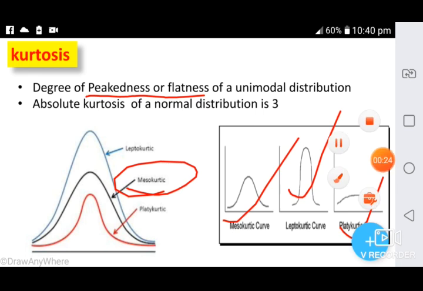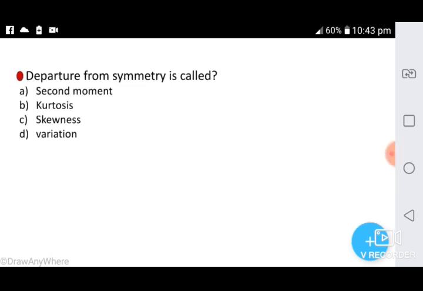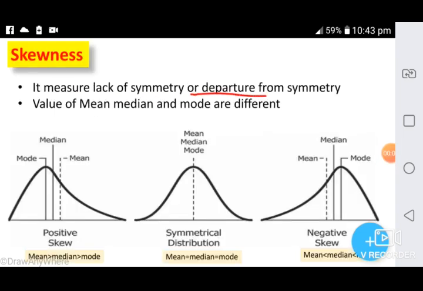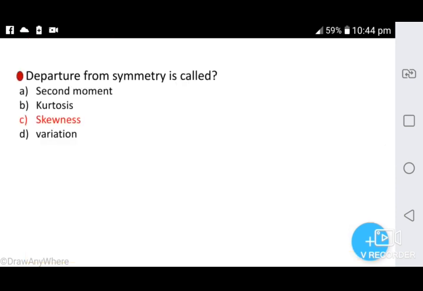Here the question: departure from symmetry is called skewness. Skewness measures lack of symmetry or departure from symmetry. So option C is the right answer.